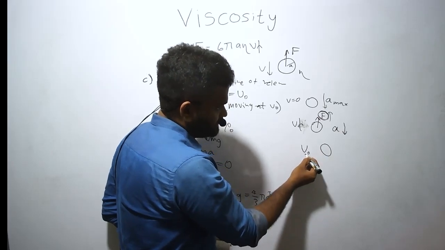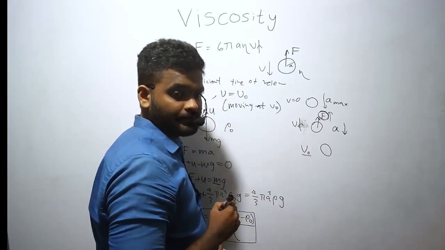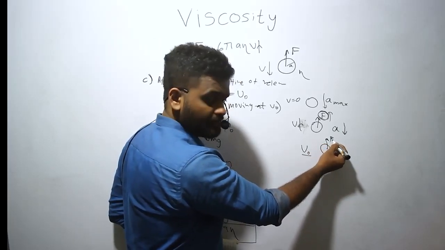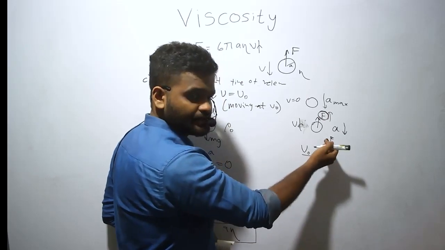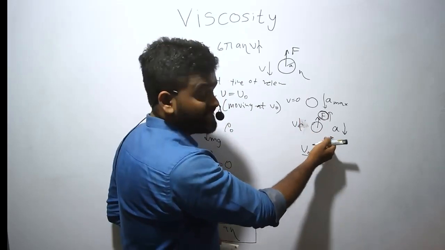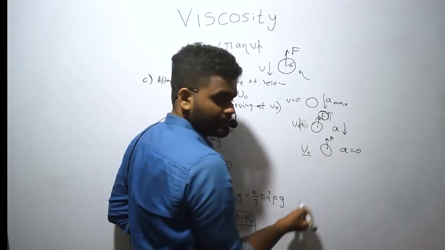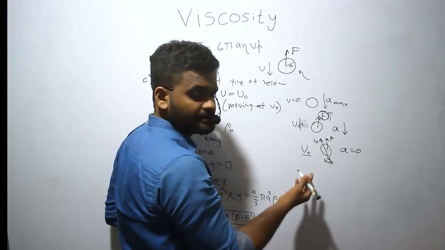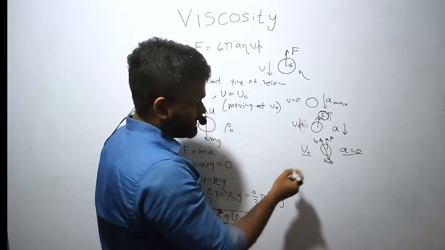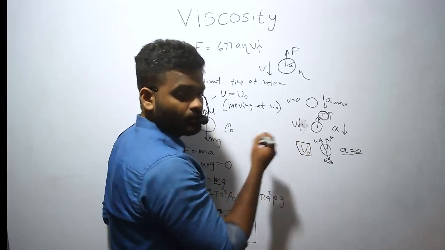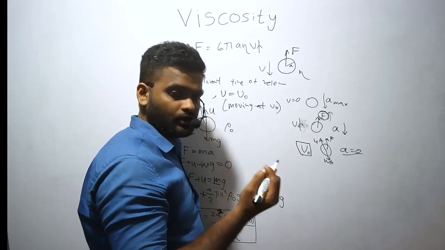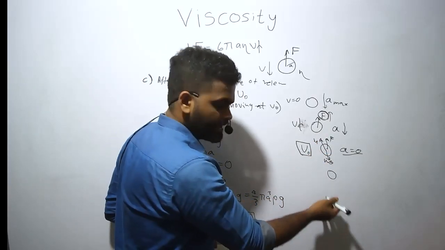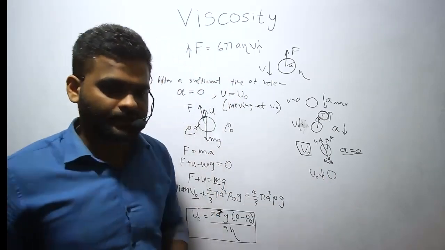There's a certain velocity V naught, terminal velocity V naught. When it comes to V naught, what happens? This F is sufficient to stop the acceleration, not the motion, right? Now the acceleration becomes zero. mg balances out with upthrust and F. At that moment, the velocity gained is called V naught, terminal velocity. Then the object keeps falling at terminal velocity, right?